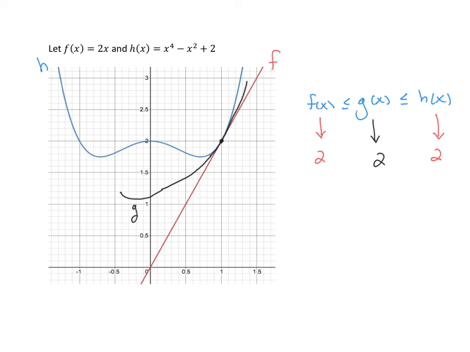Now, it could be that your function g isn't always lower or above one of the functions. Like, this could happen. All that matters is as you approach this point, you have one function that's above, one that's in between, and one that's below. And if they match up at this point, I know what this limit has to be equal to. That is, the limit as x approaches 1 of g of x is equal to 2.